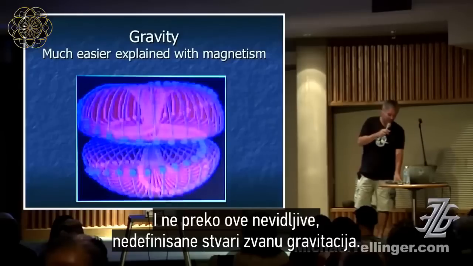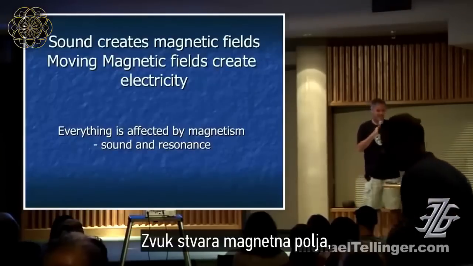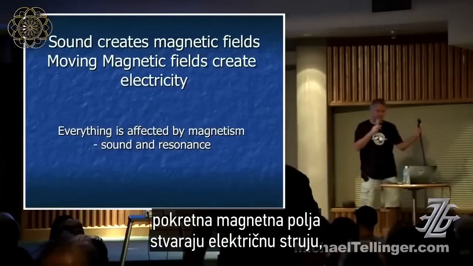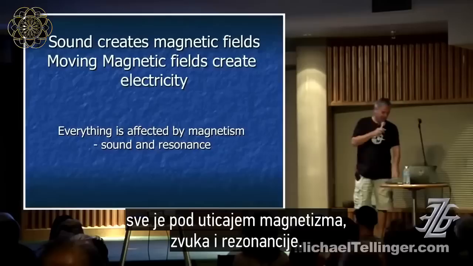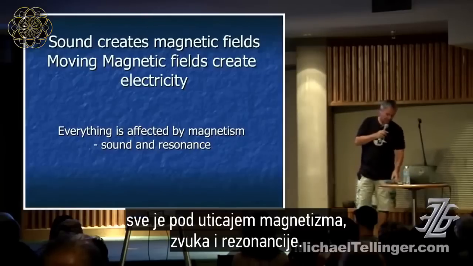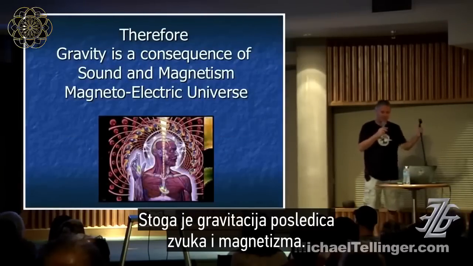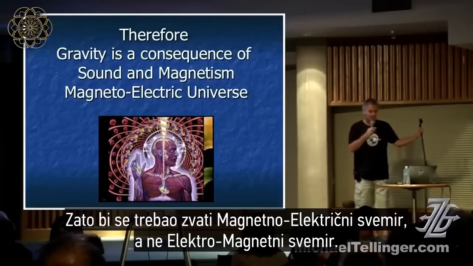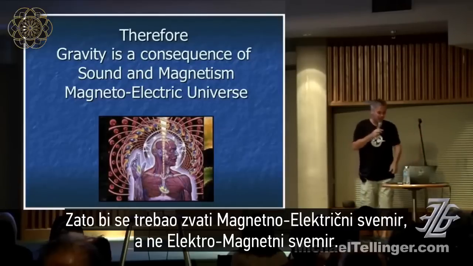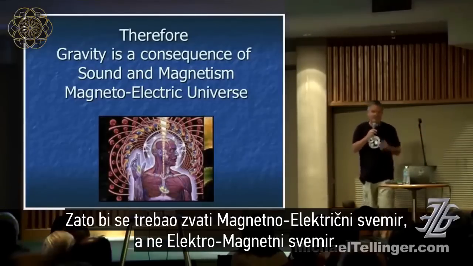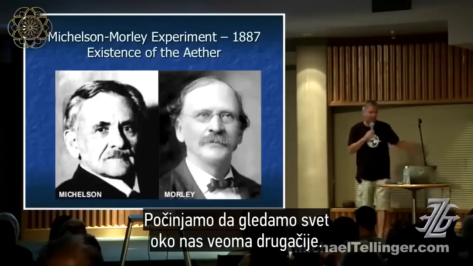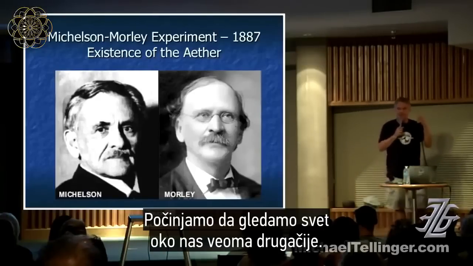Gravity is much easier explained, and explains all aspects of our reality, through magnetism and not through this invisible, undefinable thing called gravity. Sound creates magnetic fields, moving magnetic fields create electricity. Everything is affected by magnetism, sound, and resonance. And therefore, gravity is a consequence of sound and magnetism, and this is why it should be called the magneto-electric universe and not the electromagnetic universe. And we can start looking at the world we find ourselves in very, very differently.